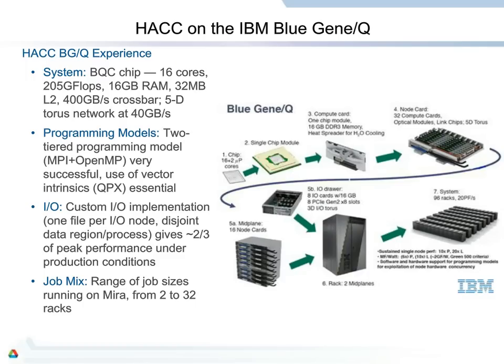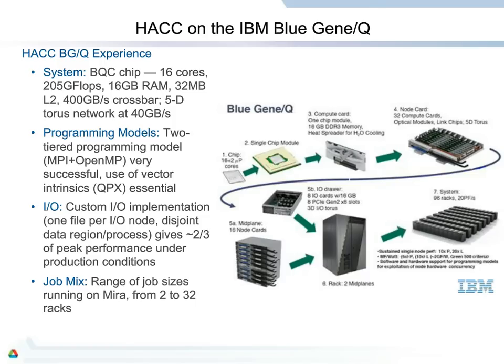So just to give you two very different examples on which our code runs. One of them is the IBM Blue Gene Q, which is a kind of uniform, very large machine. It's based on the BQC chip, which has 16 cores and 205 G-flops. Very similar, if you keep in mind, to Roadrunner's 200 G-flops per cell. It has 16 gigabytes of RAM and 32 megabytes of L2 cache. And then it has a 5D torus network and so on.